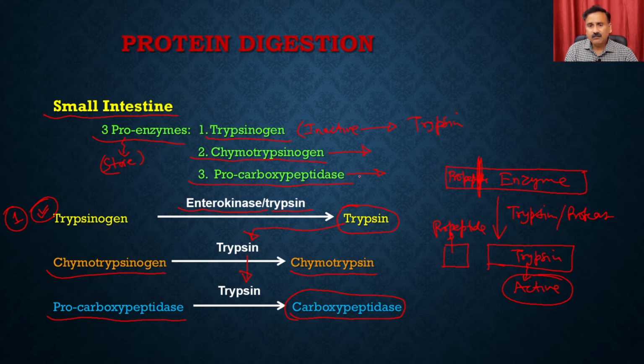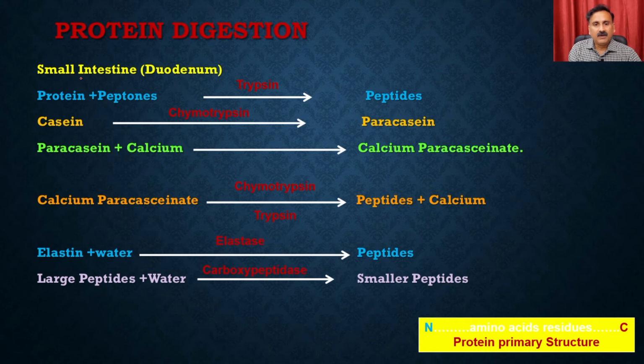Now from this, once you have these enzymes activated, then you are actually going to utilize them for protein digestion. Remember that we have generated the peptide fragments in the stomach, and we have also generated the paracaseinate. That is going to enter into the small intestine, and in the small intestine we have the region which is called the duodenum.